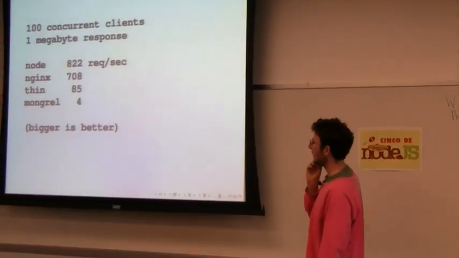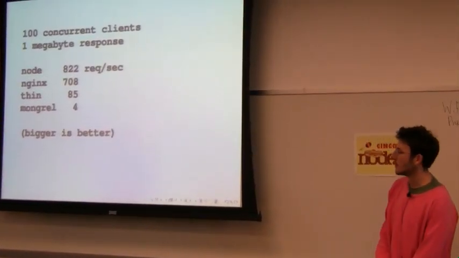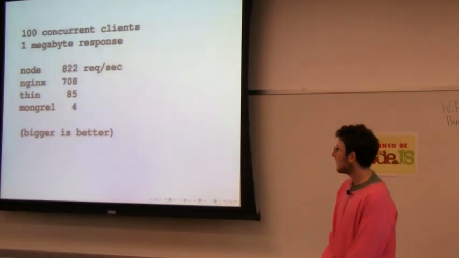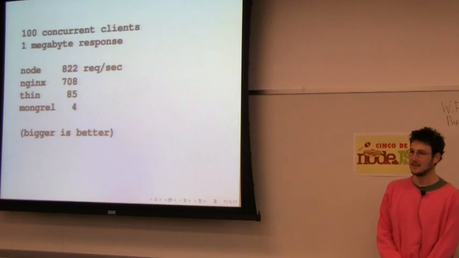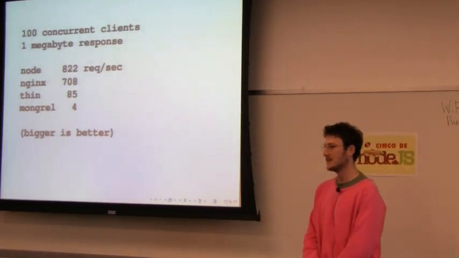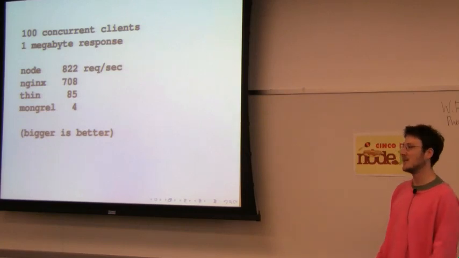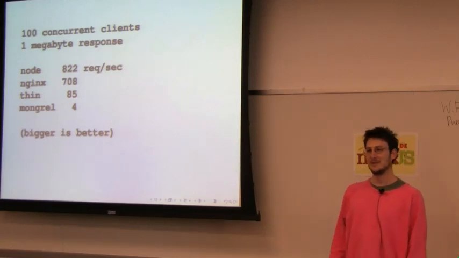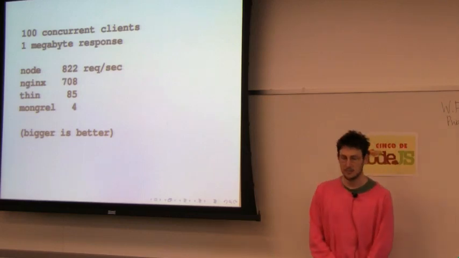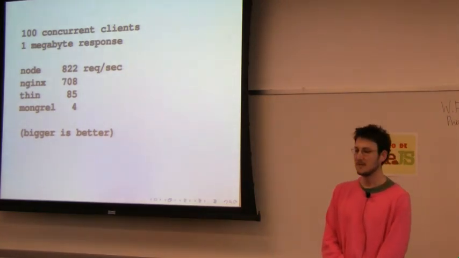Of these four web servers, Node actually performs the best, which, if you're familiar with Nginx, it's written in C. It's completely written in C. It's this totally optimized, event-looped C web server. And Node can actually push out data faster than that.